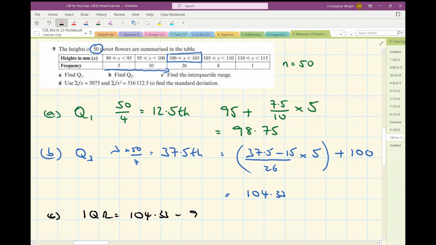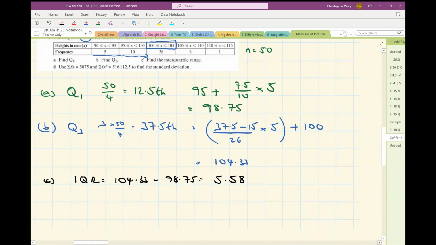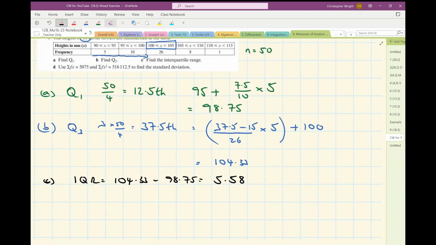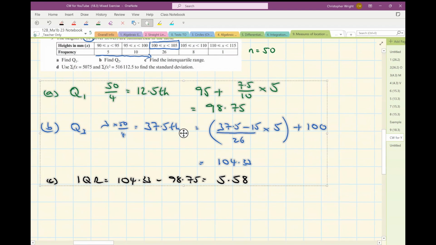So hence, for part C, my interquartile range is going to be 104.33 minus 98.75, which is going to be 5.58. Brilliant. Right, part C. I'm asked to find the standard deviation. Right, I'm not going to need any of this, so I'm just going to delete it for now so that it's out of the way.